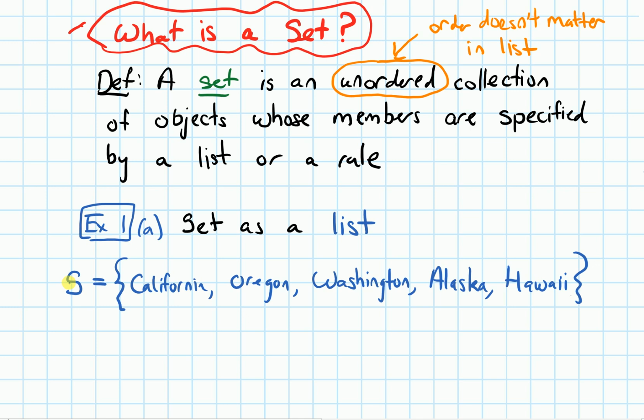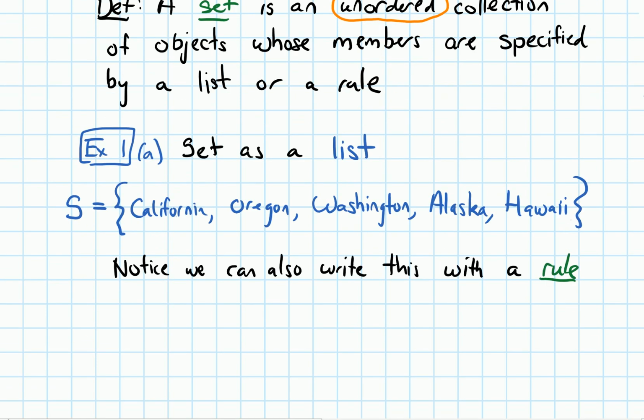S is the name of the set, and California, Oregon, Washington, Alaska, and Hawaii, those 5 objects, they are the members of this set. So notice that we can also write this with a rule. So sometimes there's a rule that will nicely describe all the objects that are inside of a set. So what would that look like here?